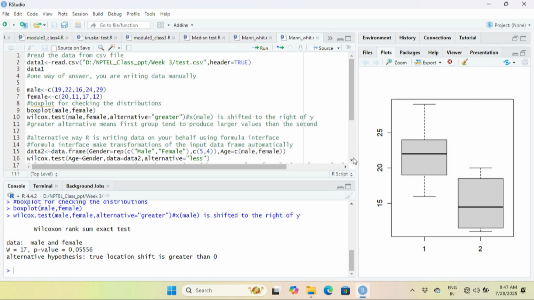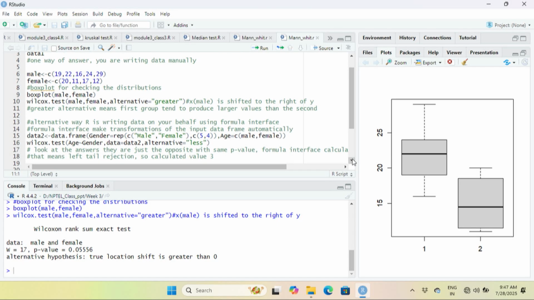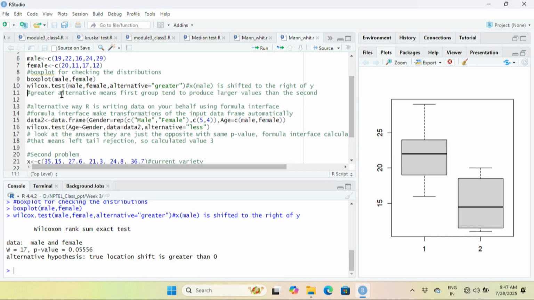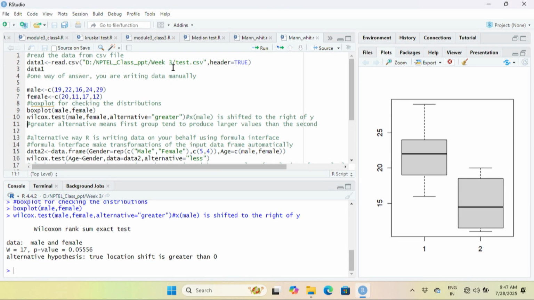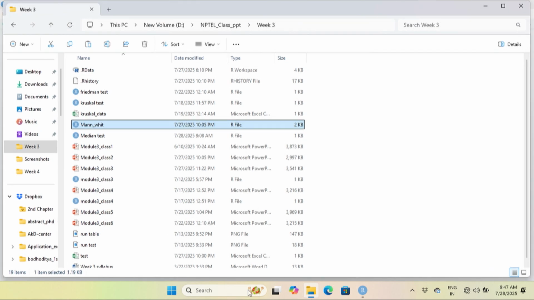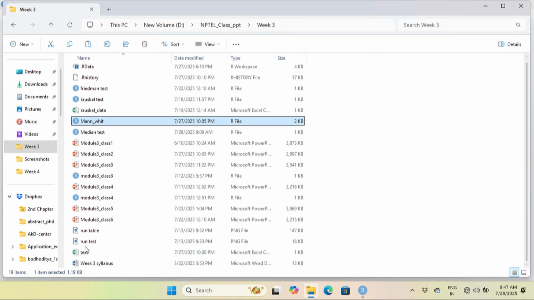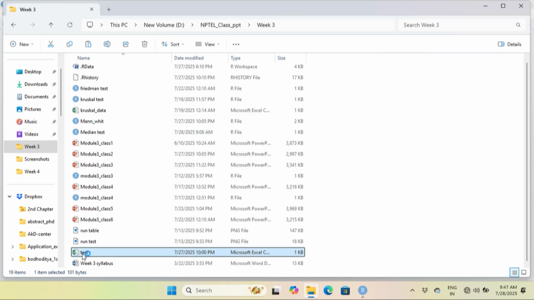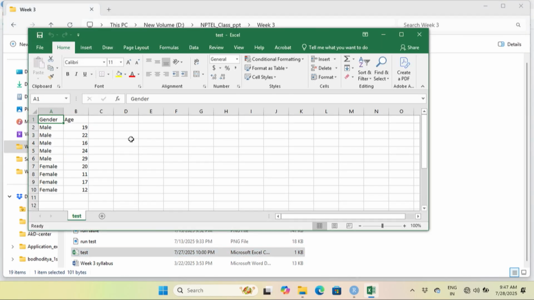Now, I would like to show you another alternative way, as I was saying, for when your data set is given in the form of a CSV file. Now, how does that CSV file look? Suppose I have stored the data into a CSV file like that.